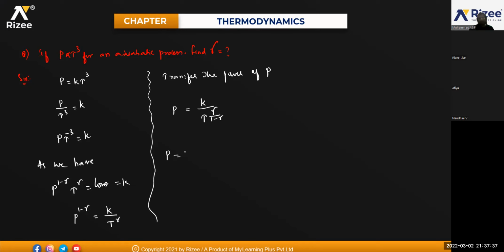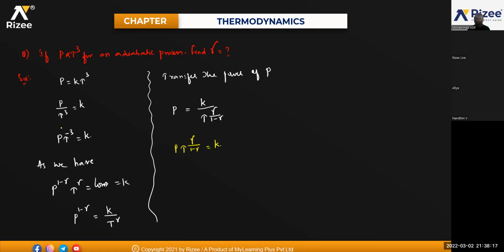So P is equal to some constant K divided by T power gamma divided by 1 minus gamma. That means P is equal to some constant K times T power gamma divided by gamma minus 1. Or I can directly take this here itself, why write it a number of times. So I got this answer: P T power gamma divided by 1 minus gamma is equal to constant.